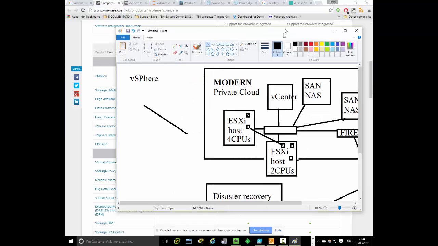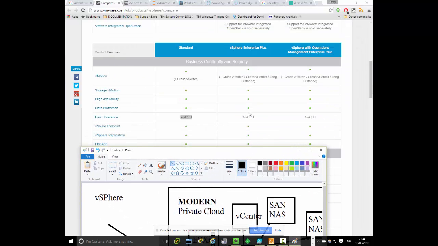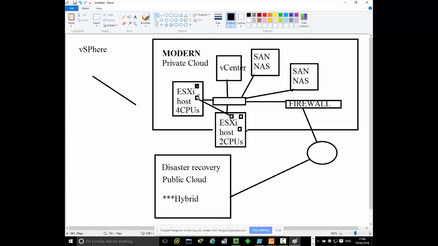So in other words, if you're going to assign more than 2 vCPUs, get ready to pay for Enterprise Plus, because Standard only gives you fault tolerance up to a point. Before, fault tolerance wasn't in Standard at all in previous licenses, but now in version 6 there's fault tolerance in Standard, but only up to 2 vCPUs. So just be aware of that.